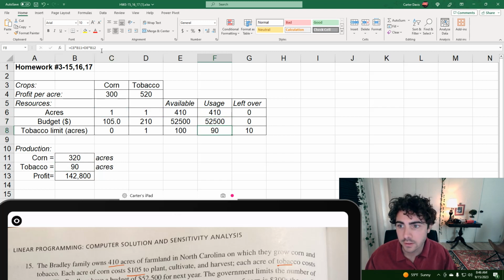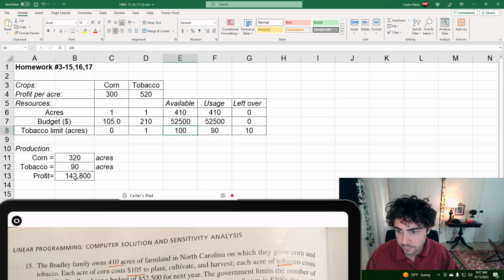Same idea here for the tobacco limit. They chose to put a 0 for the corn and a 1 for the tobacco because they were only limiting the tobacco usage, right? So they had to just do like a 1 times the 90 for the usage basically, and they set that less than or equal to 100.